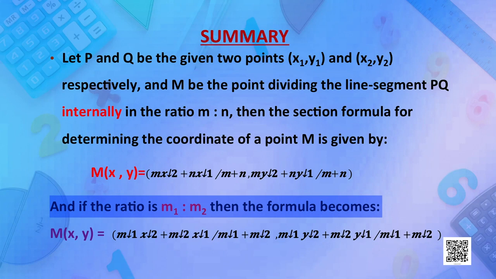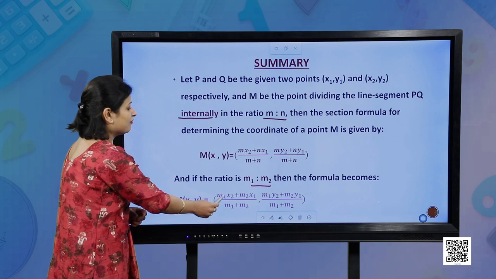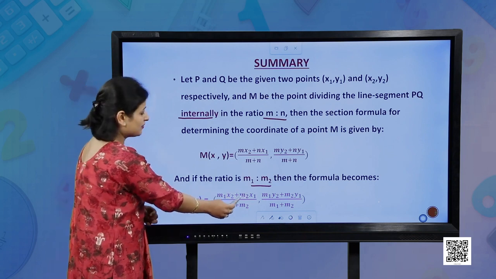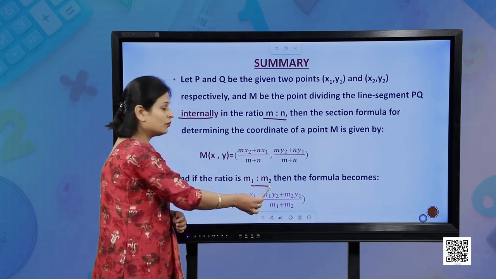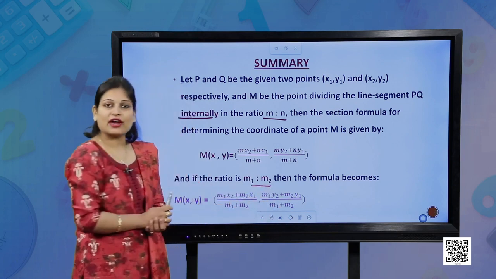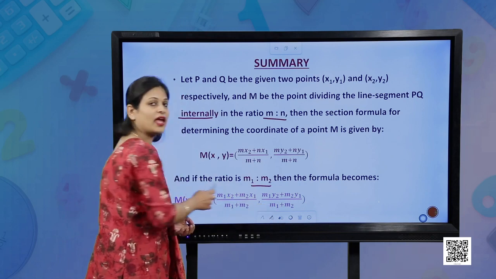And if the ratio is m1 is to m2, then the formula becomes m1x2 plus m2x1 divided by m1 plus m2 and m1y2 plus m2y1 divided by m1 plus m2.